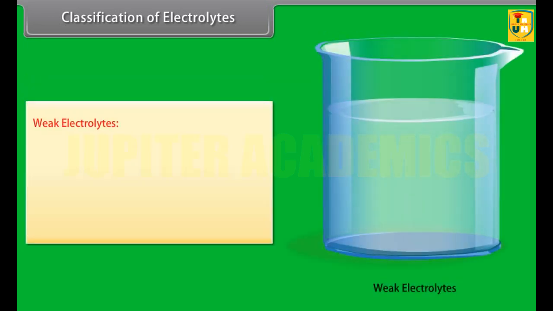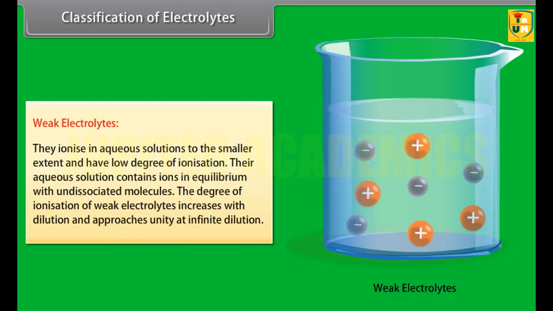Weak electrolytes. They ionize in aqueous solutions to a smaller extent and have a low degree of ionization. Their aqueous solution contains ions in equilibrium with undissociated molecules. The degree of ionization of weak electrolytes increases with dilution and approaches unity at infinite dilution. For example, NH4OH and CH3COOH.